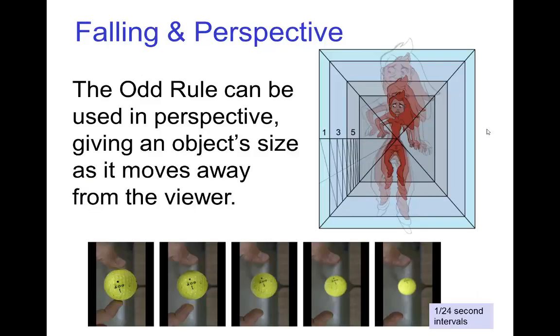Falling in perspective is a little more complicated, but you can still use the odd rule, and it sort of gives you an indication of how the size of something gets smaller as it's falling away from the camera, say.